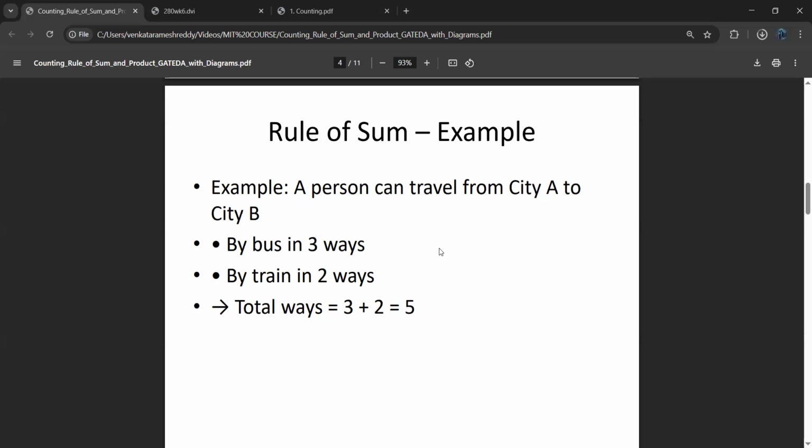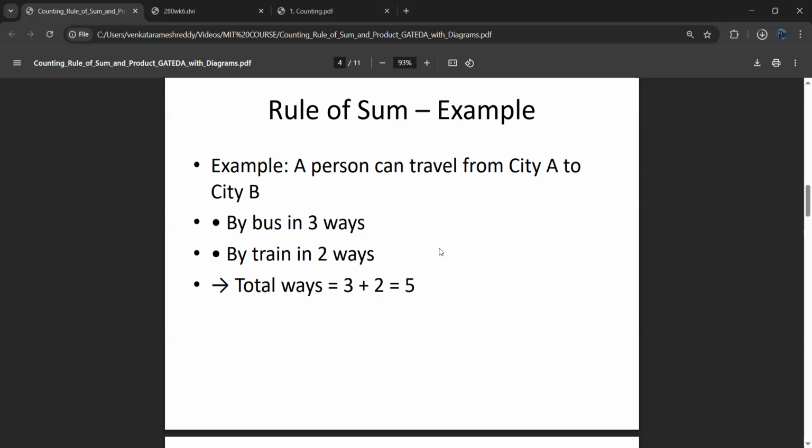That is, he can travel either by bus in three ways or by train in two ways. But he cannot travel in both. He cannot travel by both the bus and train at the same time. He can only travel either through bus or through train. Only this is possible. So the total number of ways is equal to 3 plus 2 is equal to 5. So totally he has five possibilities in order to travel from city A to city B. So this is the example.